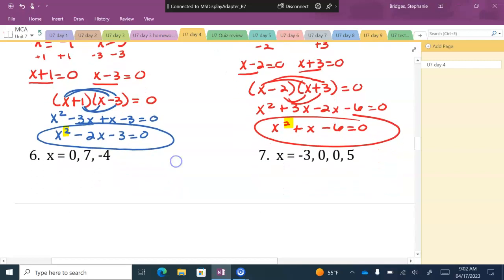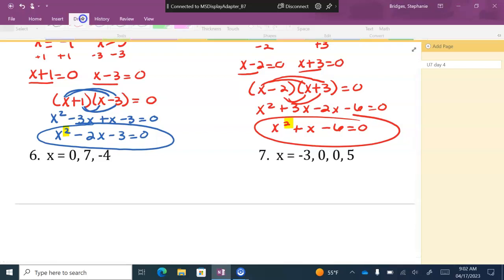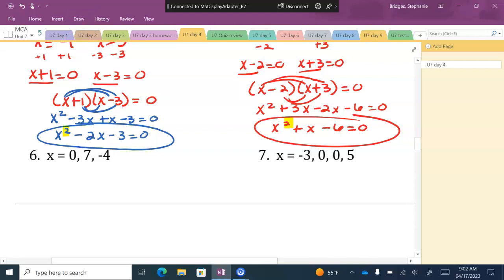If number 6, I have 3 solutions. So when I multiply this out, my highest degree should be an x to the 3rd. Okay, it's just another way to kind of check and make sure you're on the right track. So again, we're going to set x equal to 0. We're going to set x equal to 7. And we're going to set x equal to -4.